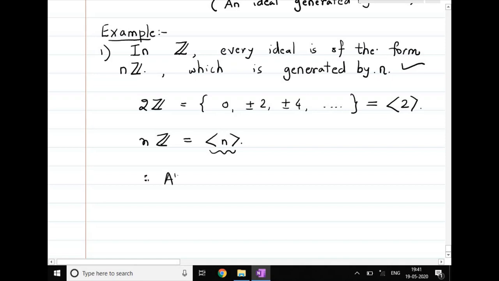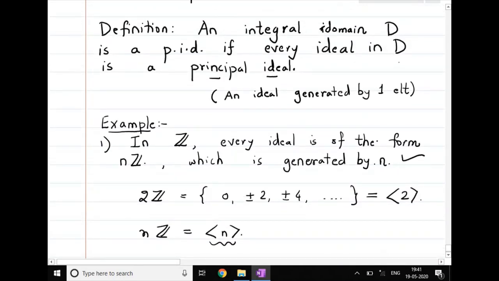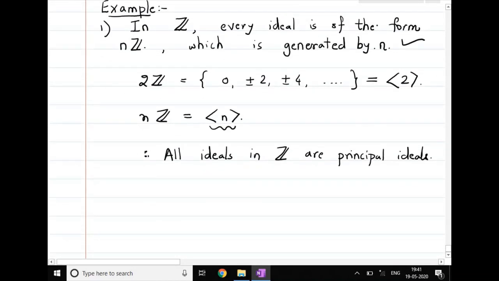So let me write, therefore all ideals in Z are principal ideals. And therefore, my definition tells me that if every ideal is a principal ideal, then such a domain will be called a principal ideal domain. So this means that Z is a principal ideal domain.